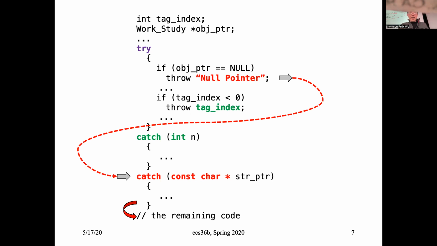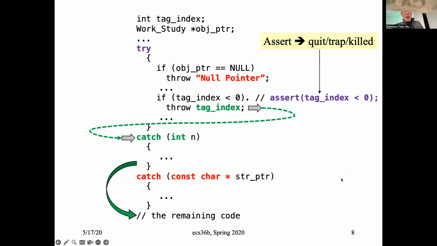On the other hand, you can potentially do it differently, which is this part, where you have another throw statement, which is the green part. It will be caught because you throw a tag index, which is an integer, and therefore it will be caught by the green.